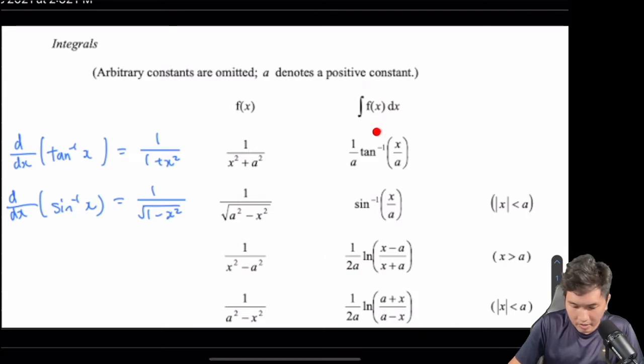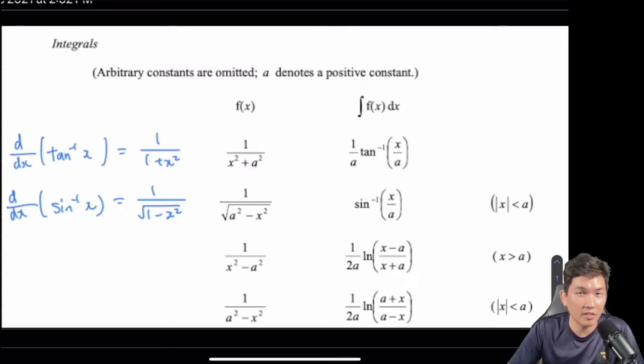And that is, if you look at the tangent inverse, there is a 1 over a in front of it. For natural log, there's a 1 over 2a. But for sine inverse, there is no constant over here. There's no 1 over a. So the student said, oh, I think there's something wrong with my MF26. There should be a 1 over a in front of the sine inverse.